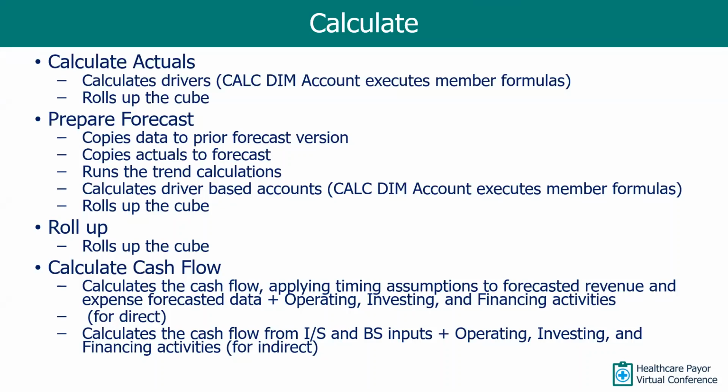There is another rule that will roll up the cube, so if you just need to re-aggregate the cube, you can do that. And then there's a separate rule to calculate the cash flow. Depending on if you're using the direct or indirect approach, it's going to calculate the resulting cash flow based on the forecast information that's there.